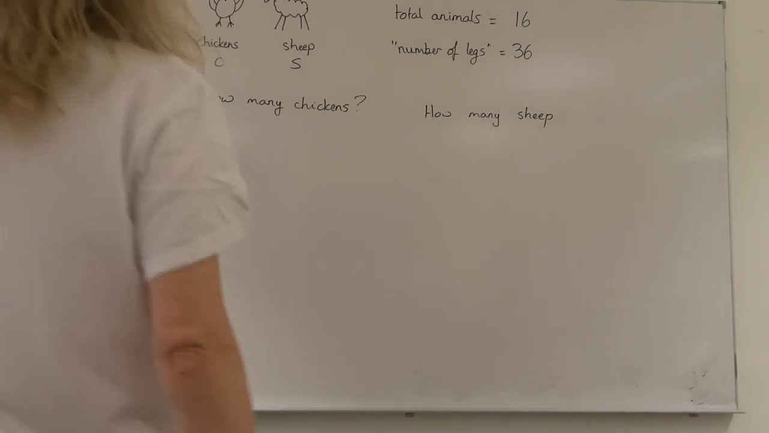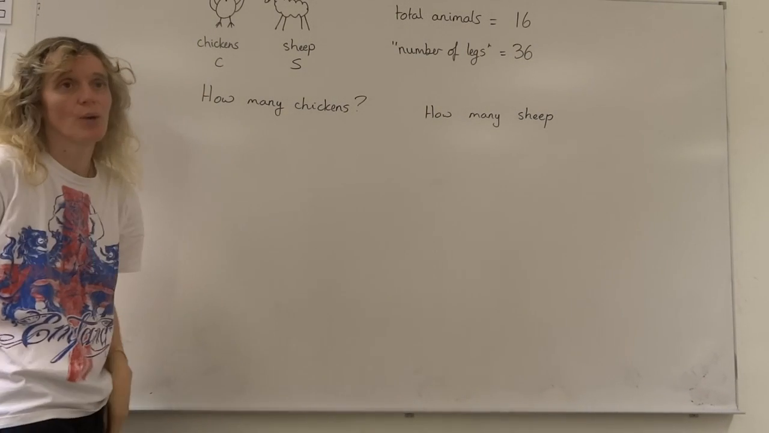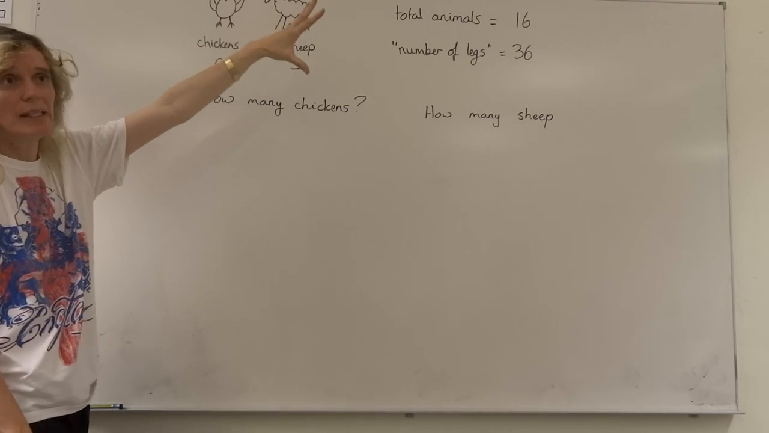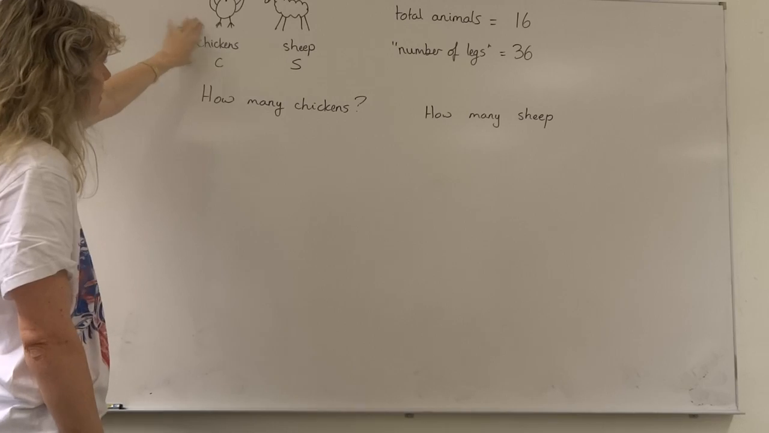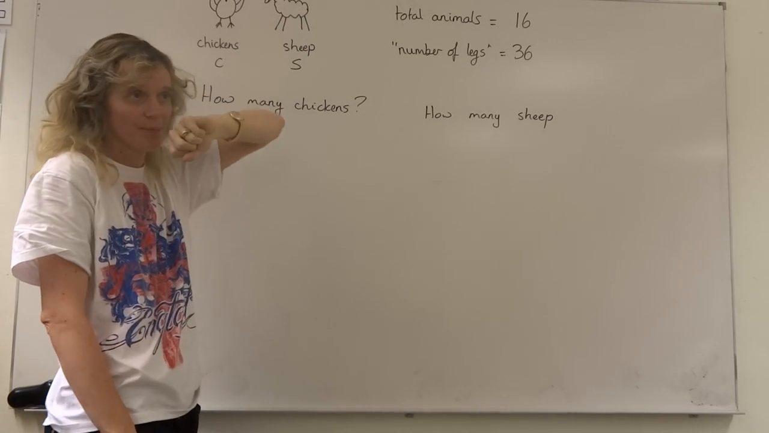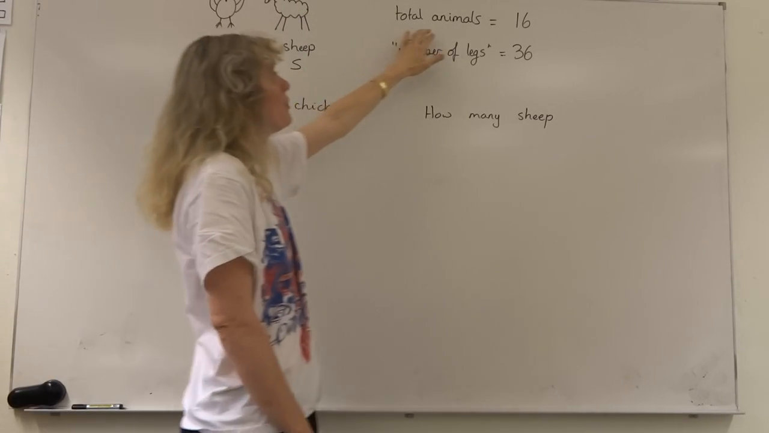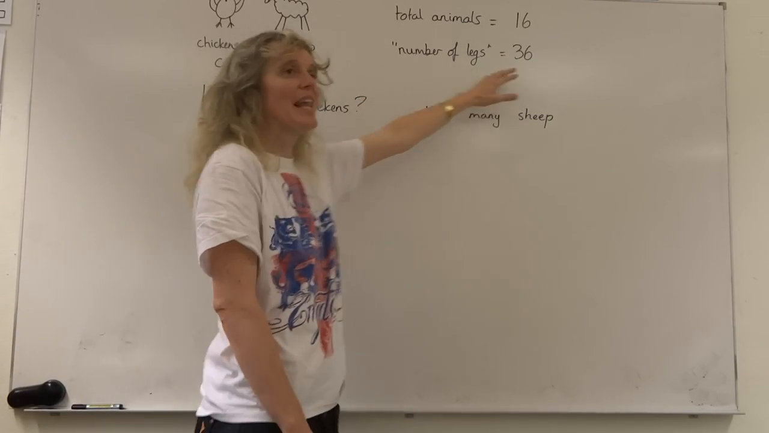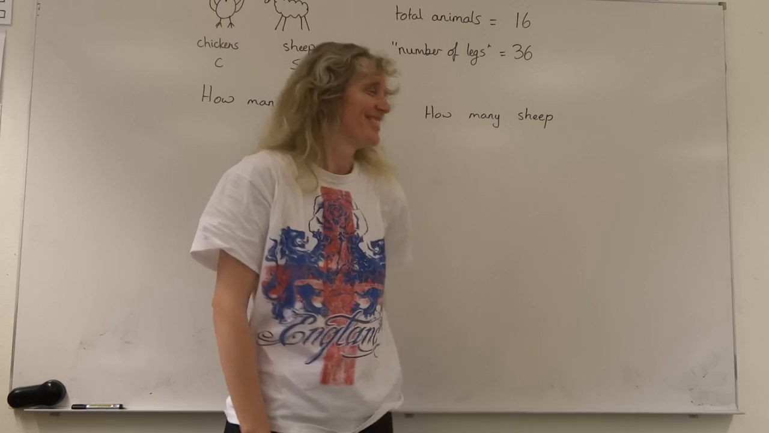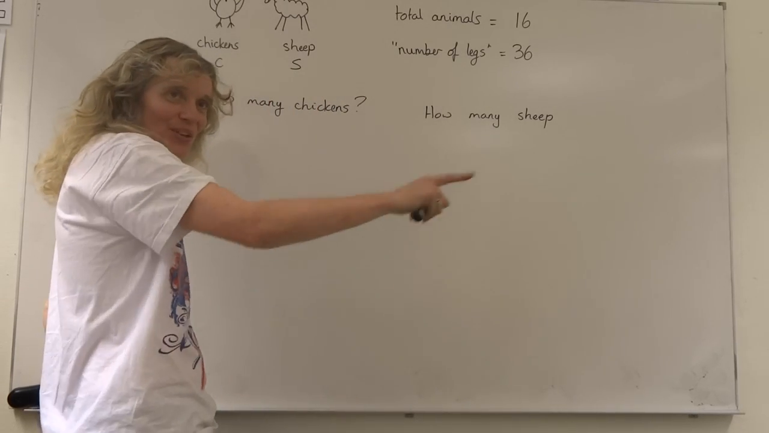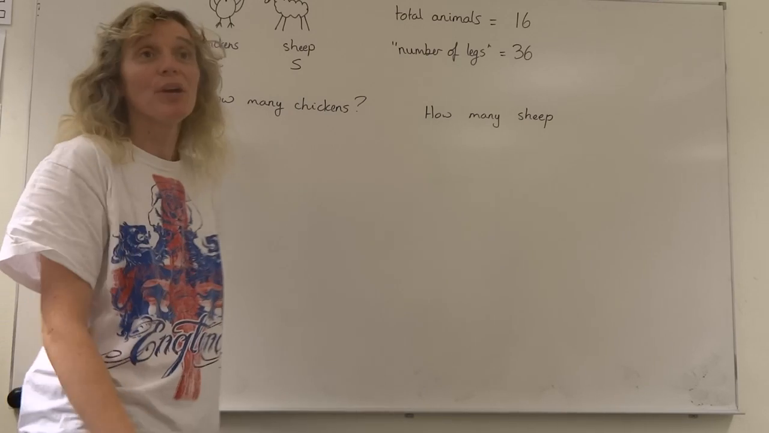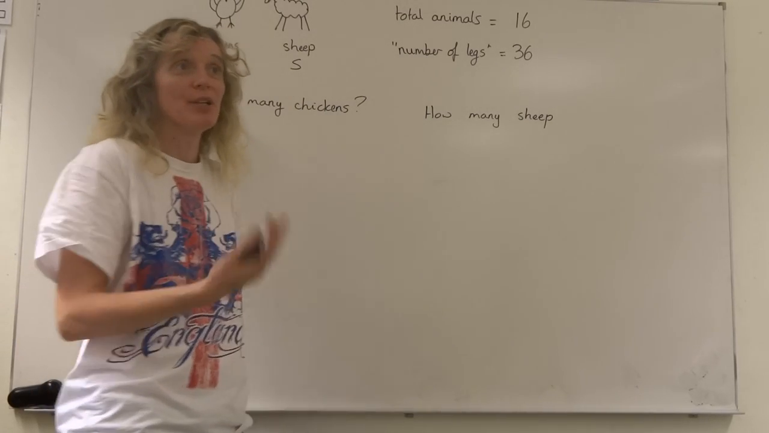Right, here's an example of a question where you can make an equation. We've got a little farmer, he's got some chickens and he's got some sheep. And the total number of animals he's got is 16. And the total number of legs that he's got is 36, if he counts all the legs of his animals, not including himself. And how are you going to work out how many chickens and how many sheep does he have?